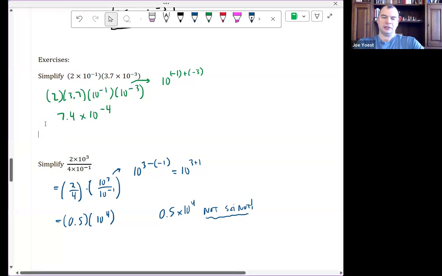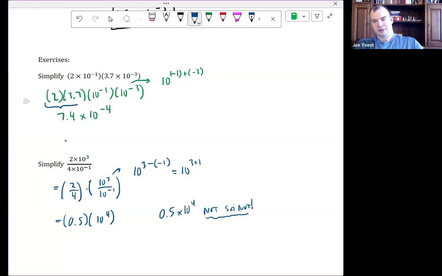Okay, so for the first one, we do a similar thing that we did up above. We take our numbers that are not powers of 10 and we maybe push them out in front. So I have 2 times 3.7, and then move our powers of 10 to the end. So times 10 to the negative 1 times 10 to the negative 3. 2 times 3.7 gives me 7.4. So that came from these two. And then 10 to the negative 1 times 10 to the negative 3, that's 10 to the power negative 1 plus negative 3, or 10 to the negative 4 power. And that's my answer.